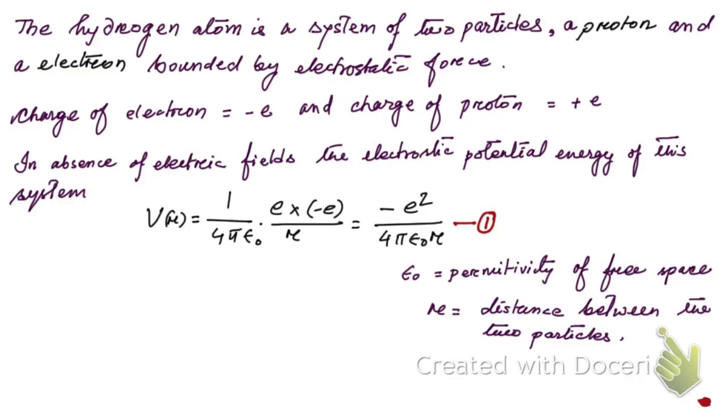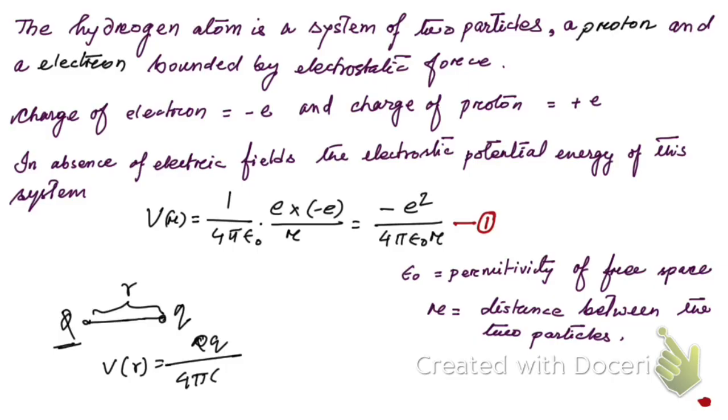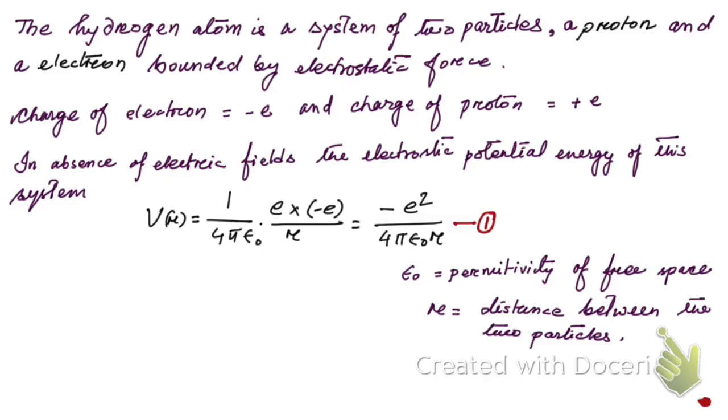Now you see, for a system of two charges, suppose one charge is capital Q, another charge is small q. Q is the source charge and small q is the test charge, and between them there is a separation r. In that case, the potential energy of this system is given by Qq by 4 pi epsilon naught r. So here we have replaced capital Q and small q by plus e and minus e, and that's how we have obtained this expression. Hope you have understood this. Now let me go to the next slide.